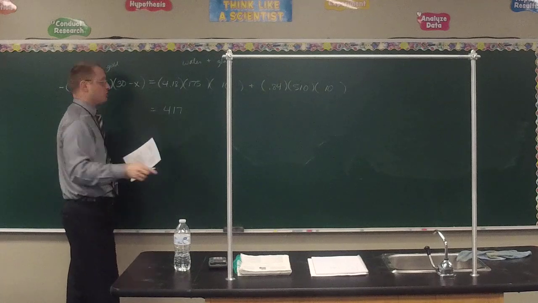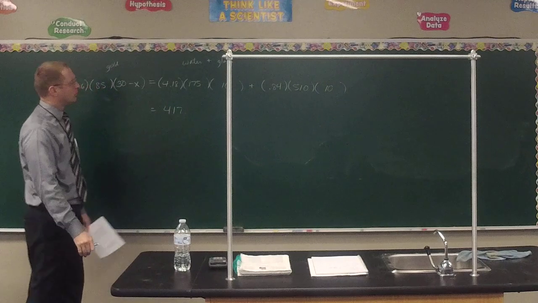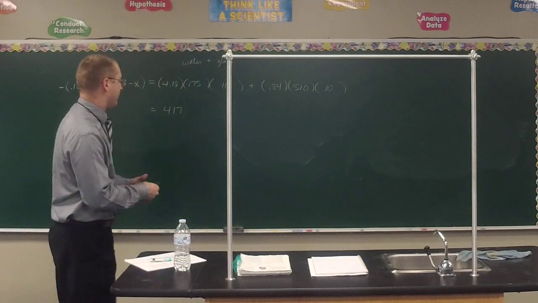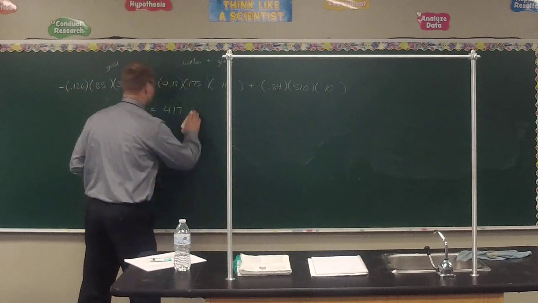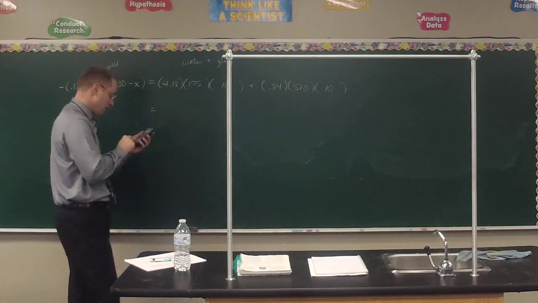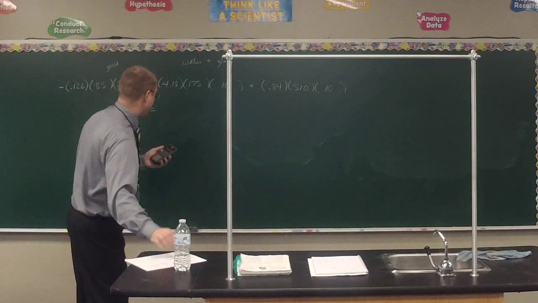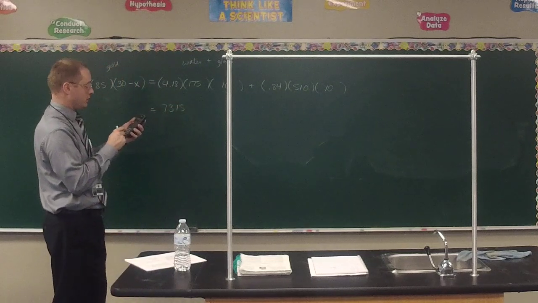I didn't ask for the final answer, just the big number that's on this side. Yeah, that can't possibly be right, because the very first number should have been bigger than that. It should have been almost 10 times that. So yeah, let's do 4.18 times 175 times 10. I'm getting 7,315 here. That's how many joules are gained.